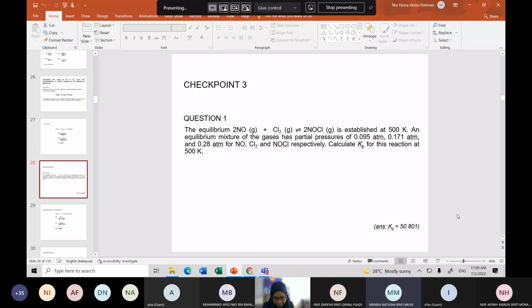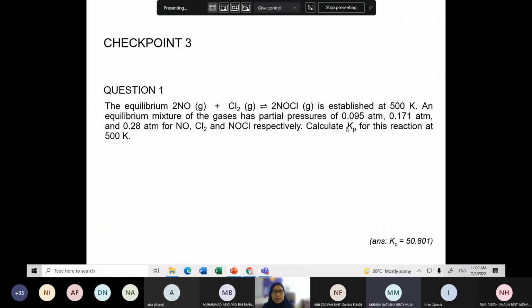Alright, so let's discuss the answer. Question 1, checkpoint 3. The equilibrium of this reaction is established at 500K. So the equilibrium is established at 500K, and the equilibrium mixture of the gases has these partial pressures for all of the reactants and products. Calculate Kp for this reaction at 500K.